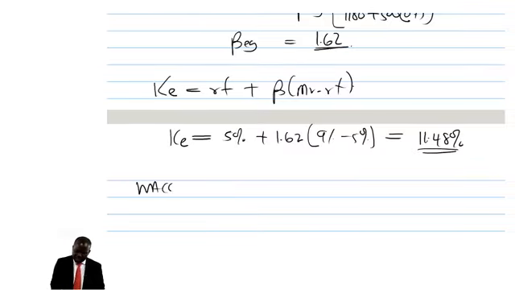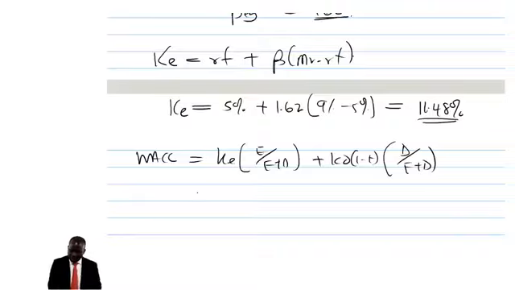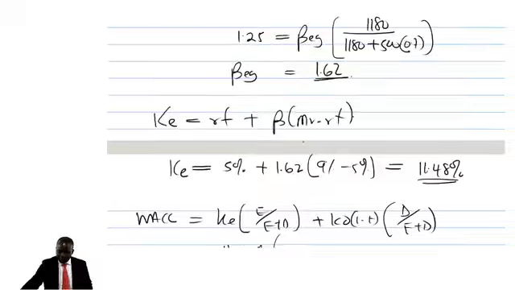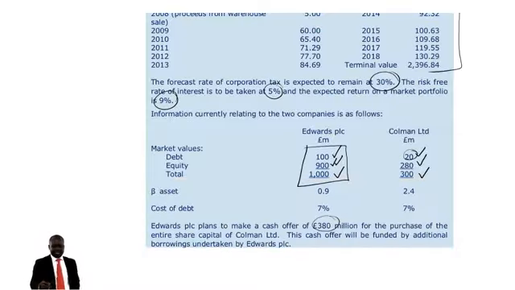So I need my WACC. What then will be the WACC? Isn't it cost of equity times equity over equity plus debt, plus cost of debt times 1 minus T times debt over equity plus debt. Then I have got my cost of equity to be 11.48%. Equity in the calculation, we said equity is 1,180. Then I will say plus. Now be with me. What is the cost of debt? Let's go to the question. The cost of debt of Edwards is 7%. Cost of debt for Coleman is 7%.